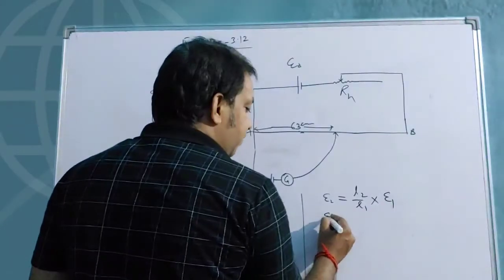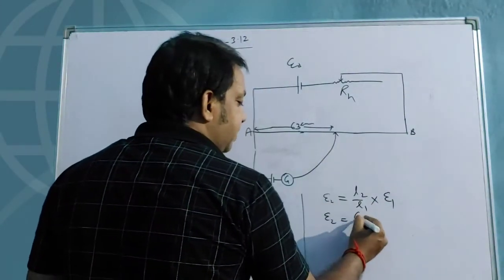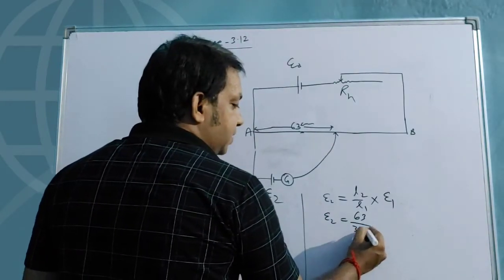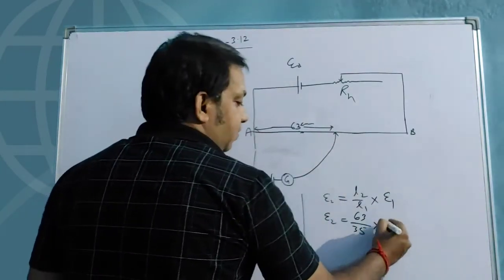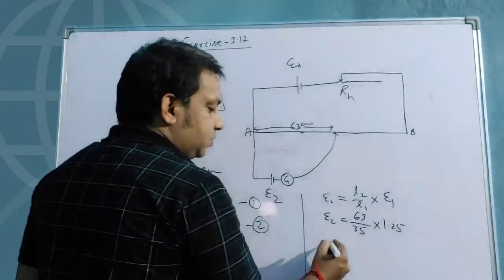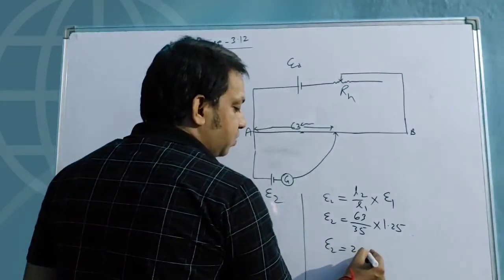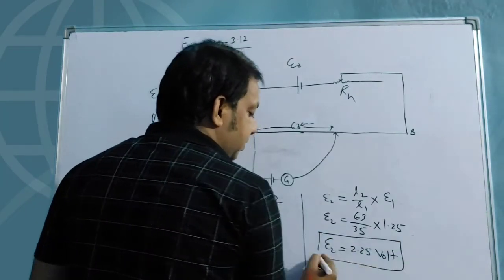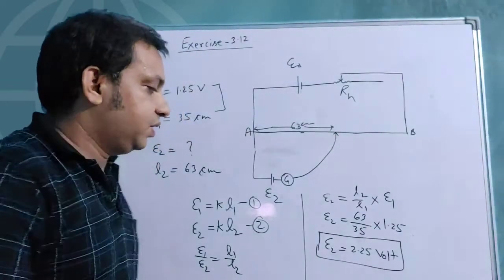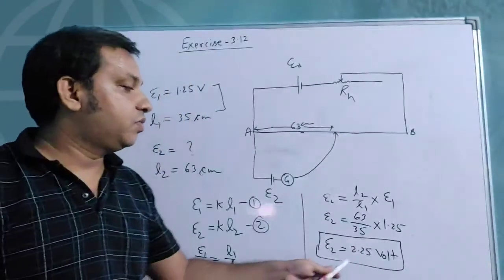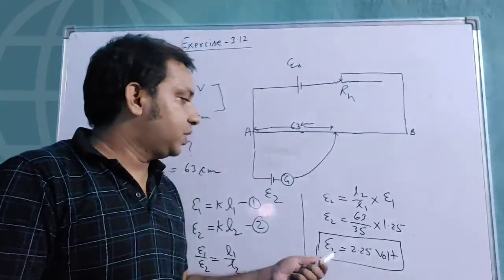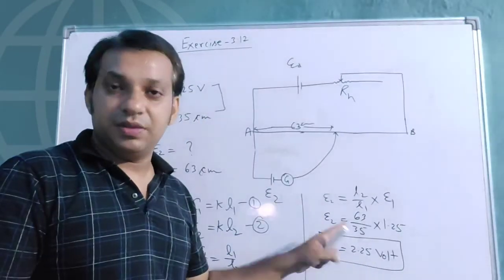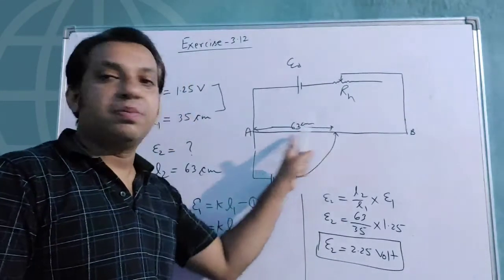So just put the value. E2 is equal to L2, which is 63 centimeter. L1 is equal to 35 centimeter, and multiply by the E1, 1.25. So after simplification, you will get E2 is equal to 2.25 volt. Right? So here you can see the second cell is 2.25 volt, a greater value. That is why you are getting the more balancing length.